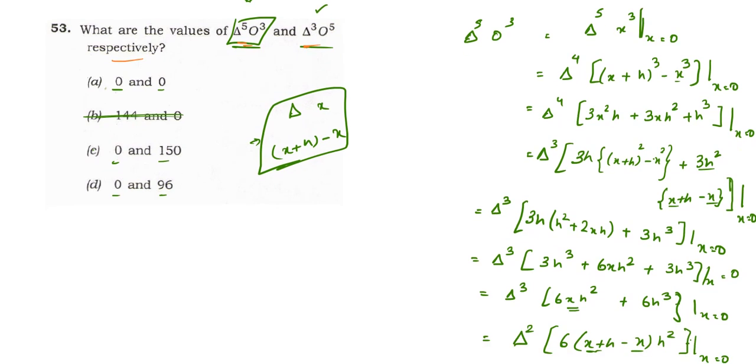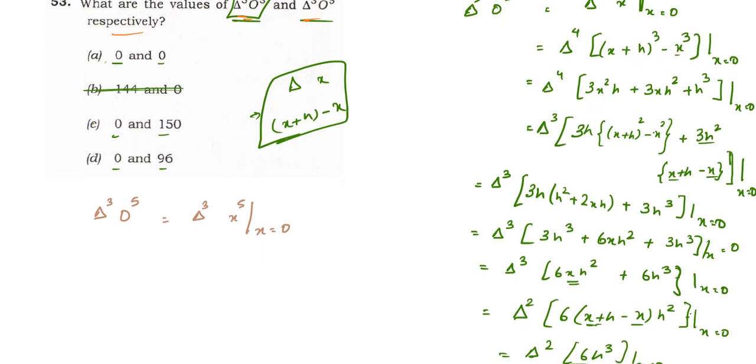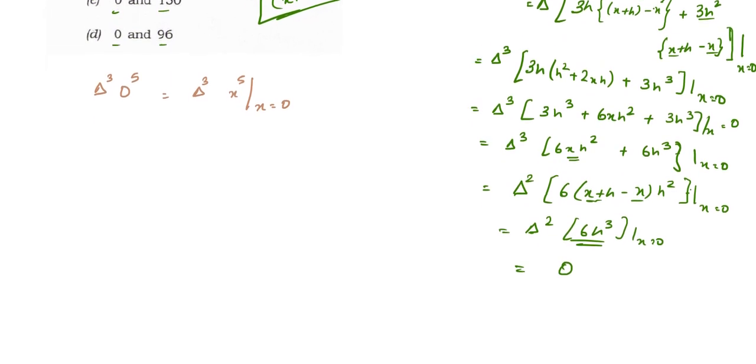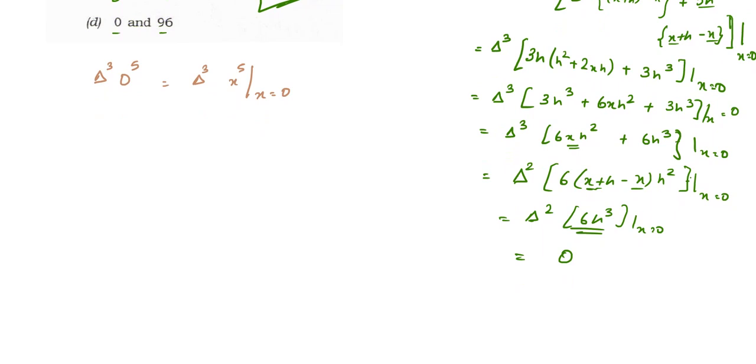The second portion here is delta cube O to the power 5. Simplifying this in exactly the same way, here we will have delta cube x to the power 5, where x is equal to 0. We will follow exactly the same method, solve this portion also and find the value this portion gives us. So here we have delta square, and then we will have (x plus h) whole to the power 5 minus x to the power 5, where x is equal to 0.